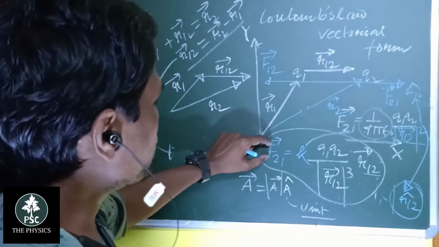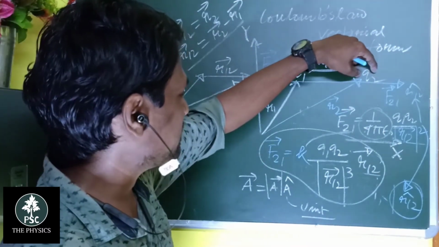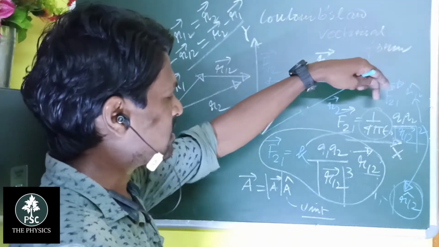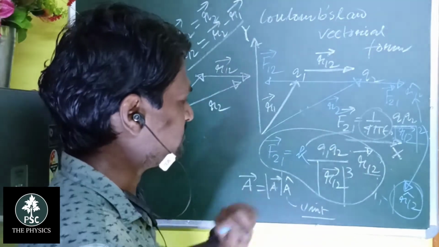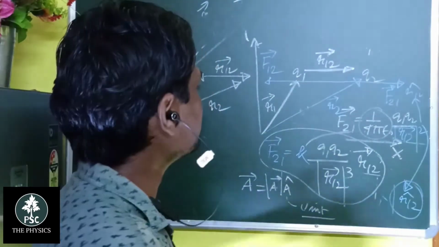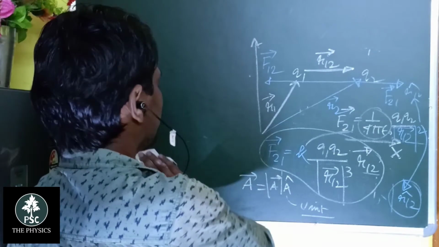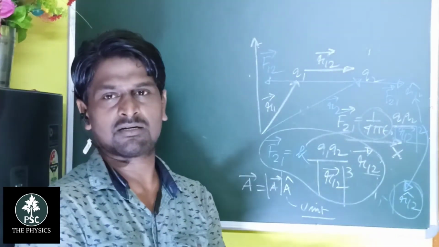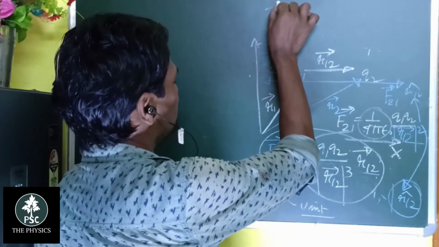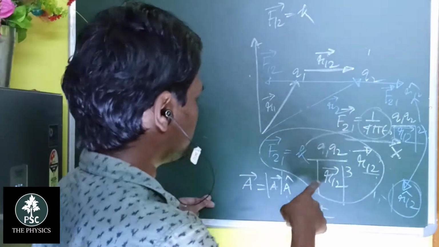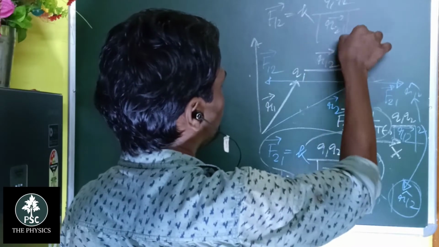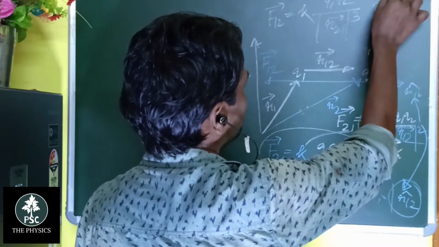F21 means the force experienced by Q2 due to Q1. That means Q1 gives a force on Q2 along this direction with this magnitude as well as the direction vector. Similarly, students, when you want to calculate the force experienced by Q1, just change: in place of 1 you write 2, or in place of 2 you write 1. So the formula takes the form F12 vector equal to kappa Q1 Q2 divided by the modulus of R21 vector cubed, times R21 vector.